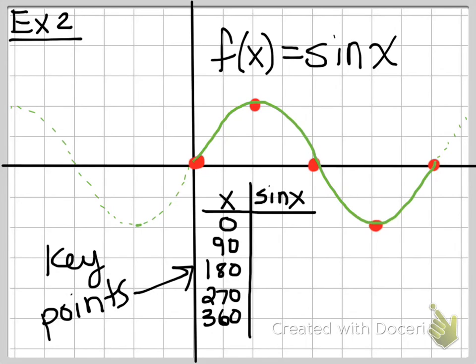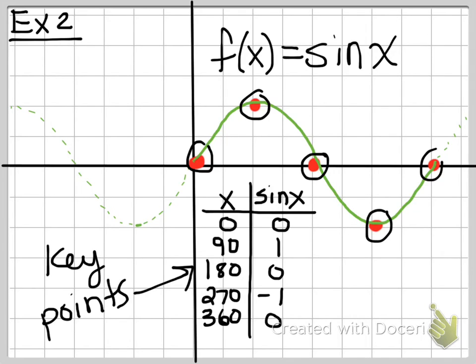Now they're going to be different for cos x, but quickly here, let's just figure out: x is 0, then we know sine is 0. At 90, sine is 1. At 180 it will be 0 again. At 270 we have negative 1, and at 360 we have 0. So these 5 key points correspond to these red dots that we see along the graph of sine. I've just shown one cycle. This will continue, as I've shown with the green dotted lines.